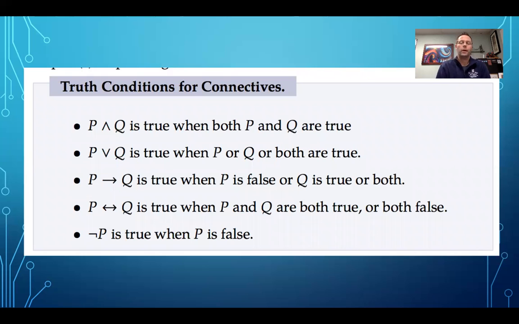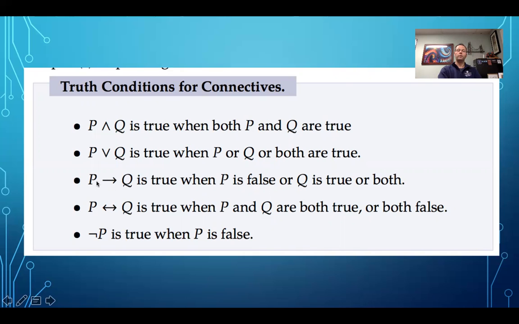So I sort of mentioned part of this. P and Q is true when both P and Q are true. They both have to be true for the conjunction to be true. However, P or Q is true when P is true or Q is true or both are true, but you don't need them both. You just need one or the other for the statement P or Q to be true. This one's interesting, and we'll talk about it more in a little bit.